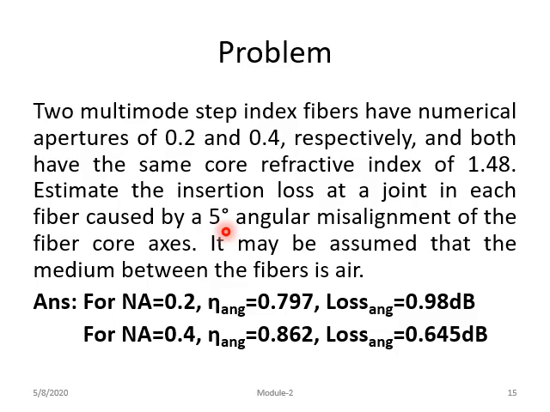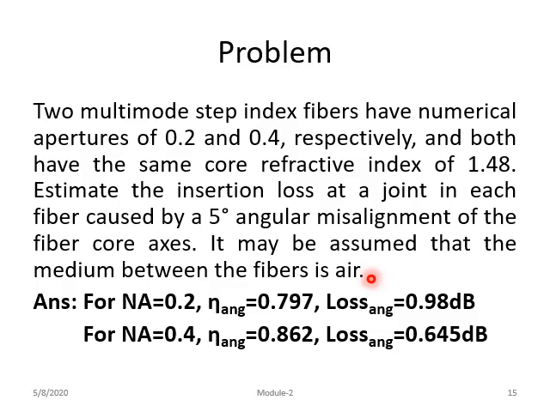Theta, the angular misalignment, is 5 degrees. For the solution, I cannot take it directly; the degrees need to be converted into radians by multiplying by pi by 180. That is what theta needs to be considered as. Assume the medium between the fibers is air, so n is equal to 1.